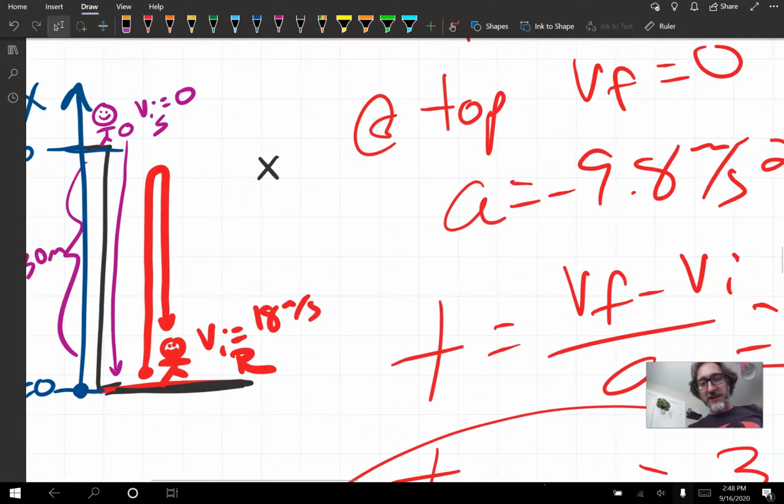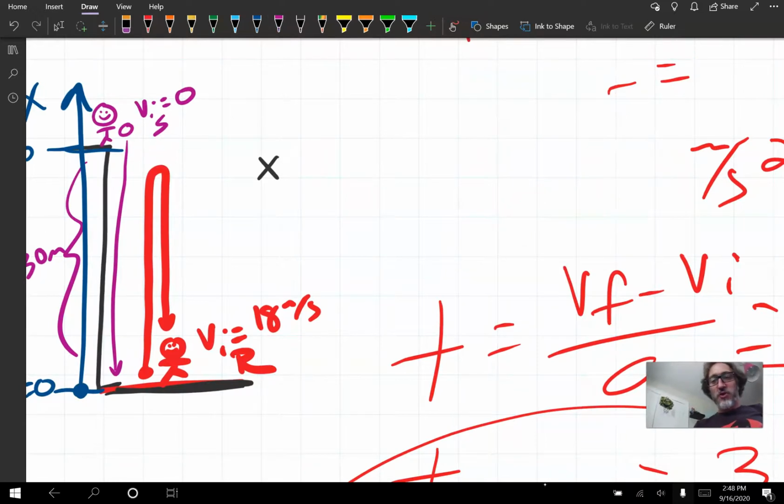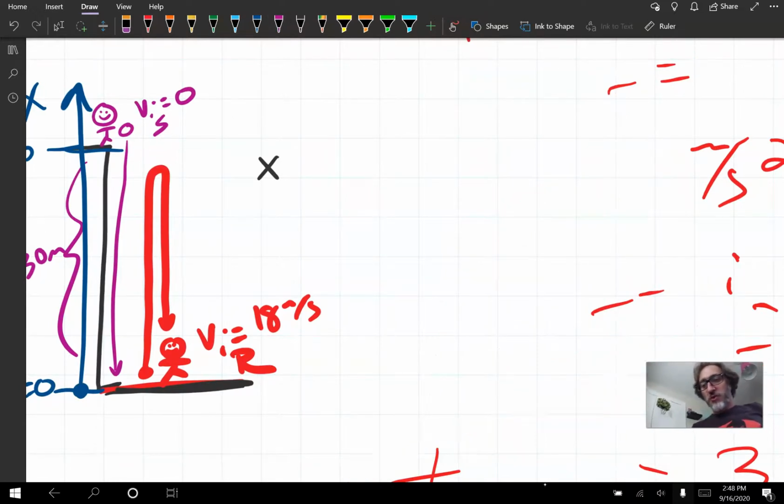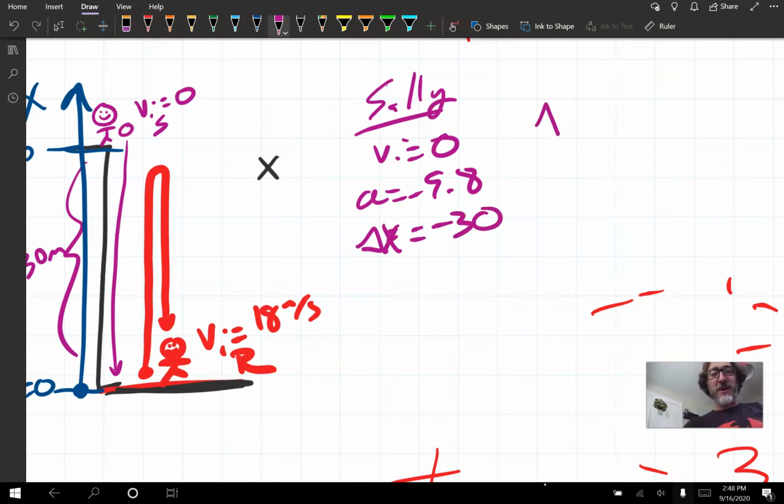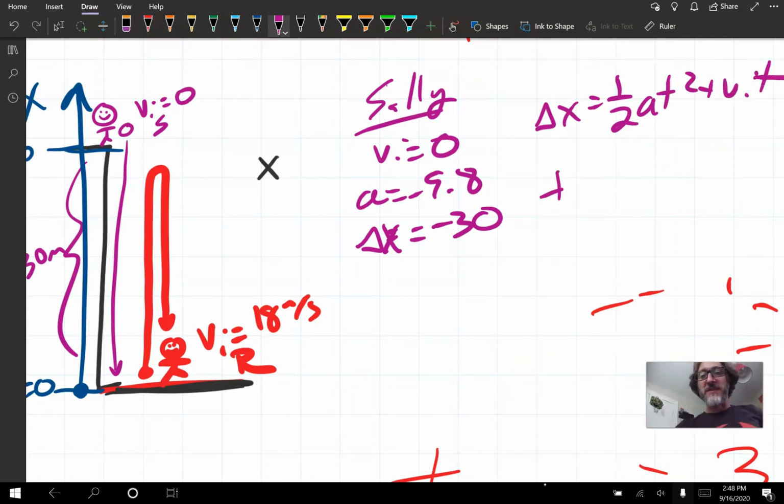So I'm going to clear up my board over here. All right, so for the purple ball, here's what I know. So for Sally's ball, I know my VI is 0. I know my acceleration is negative 9.8. I know my displacement is negative 30. So I can use this equation to solve for the time.